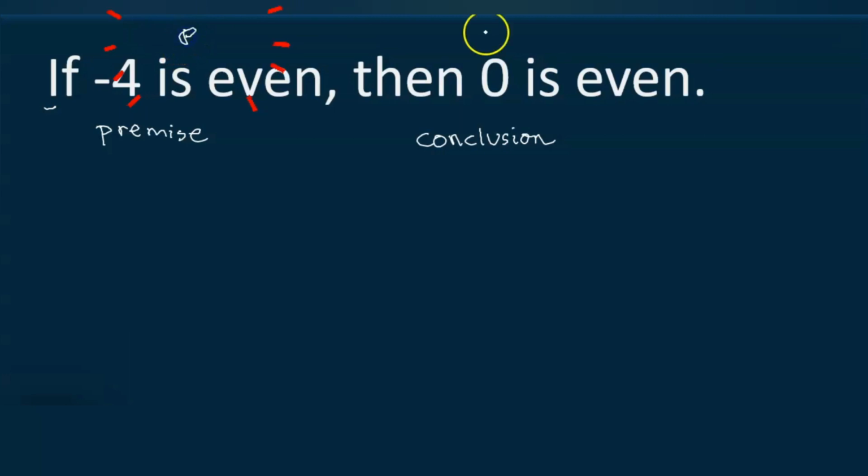We can use P to represent the premise and Q to represent the conclusion. Thus, this statement can be written as P implies Q. Remember that P and Q are variables and we can use any other variables to represent the premise and conclusion respectively. We can use S or R. Also, we can interchange the symbols. That is, Q can be the premise and P can also be the conclusion.